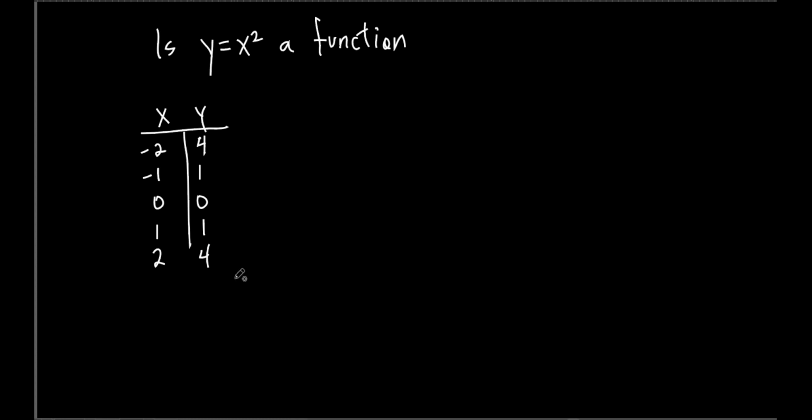Now, we do see some repeats here. Does that mean it's not a function? Remember, every x can only have one y associated with it. This x right here, can you have any more than just a 4? No, you can't. You have one y associated with it. What about this one? You only get one answer, one answer, one answer, one answer. So what do you think this is then? This is a function.